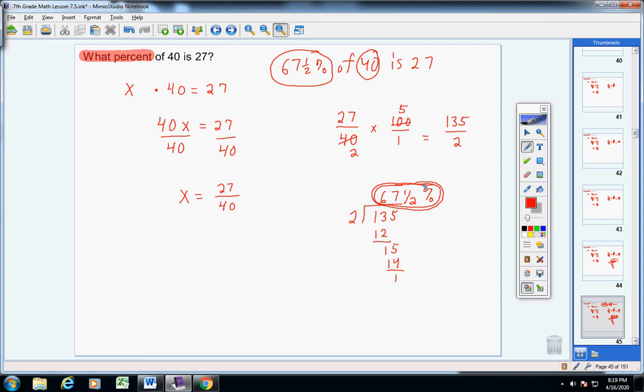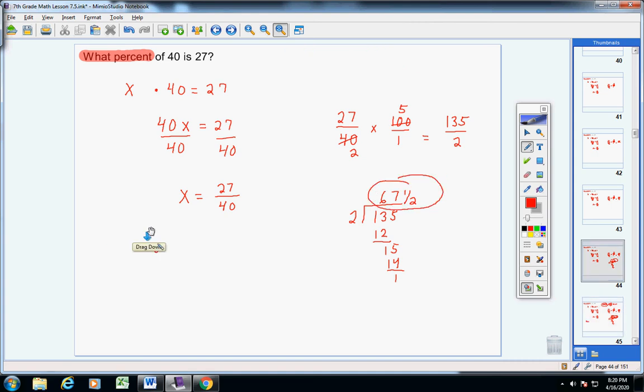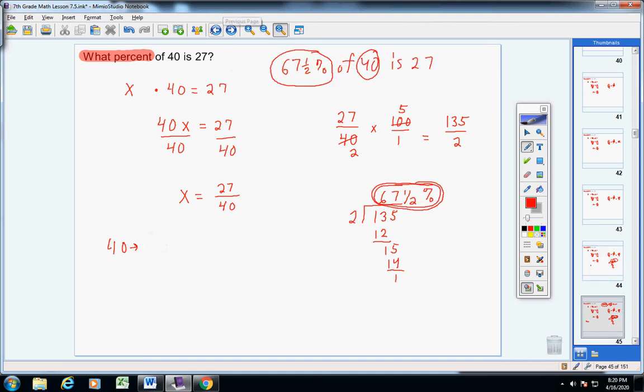Now, let's get a picture of this. I hope this doesn't confuse you, but let's get a picture of this. Watch. So I'm taking 67.5% out of 40. So 40 then is my 100%, because I'm taking 67.5% out of that. And 27 is my 67.5%. When I take 67.5% out of 40, I get 27.